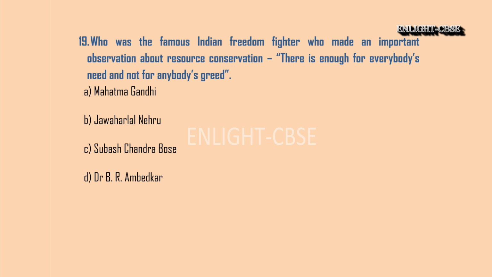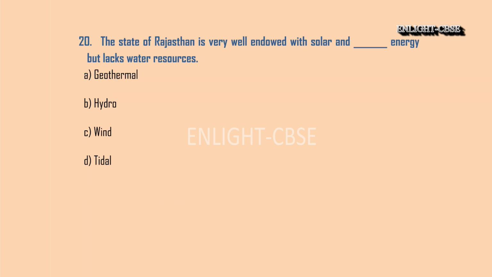A. Mahatma Gandhi. B. Jawaharlal Nehru. C. Subhash Chandra Bose. D. Dr. B.R. Ambedkar. Answer, Mahatma Gandhi. Question 20. The state of Rajasthan is very well endowed with solar and energy but lacks water resources. A. Geothermal. B. Hydro. C. Wind. D. Tidal. Answer, wind energy.